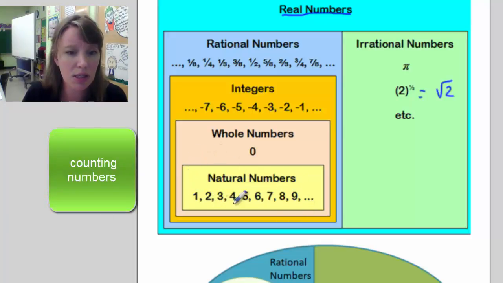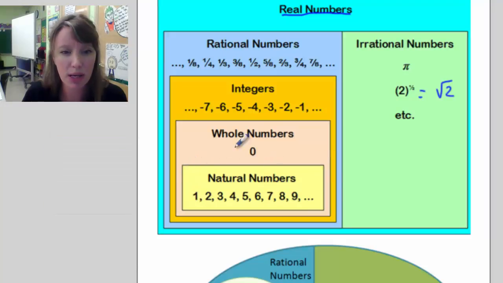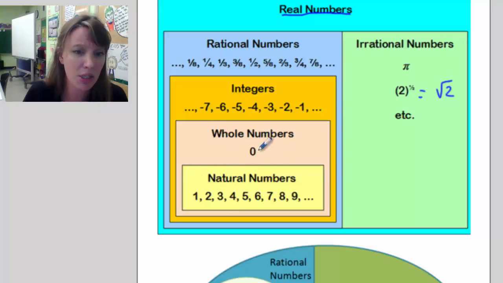Okay, so that's in this rectangle right here. Now, after the natural numbers, we added 0. And now the natural numbers plus the addition of 0 are numbers called whole numbers. This is identified in the set. Remember how we use Venn diagrams?